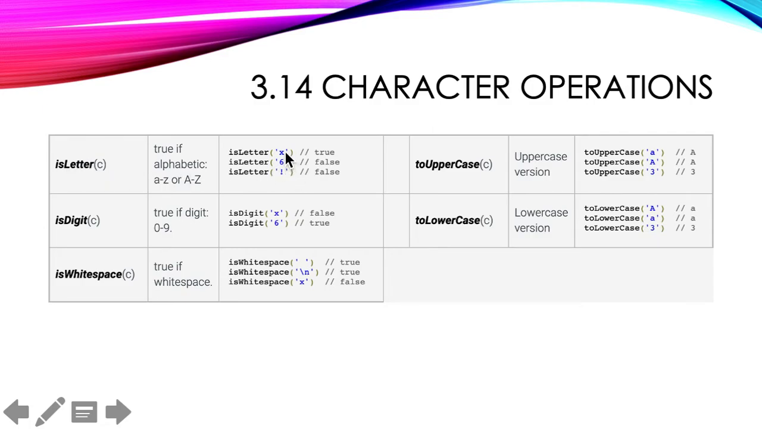isLetter checks whether it's a letter: it's true. This one, 6, is not a letter, it's false, it's a digit. So in this case, isDigit for 6 is true. For whitespace, a space is true, and \n is a space, true. The rest are false.